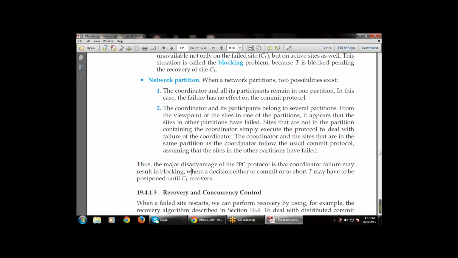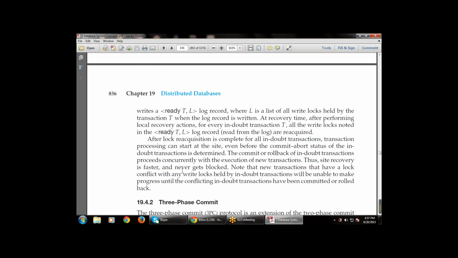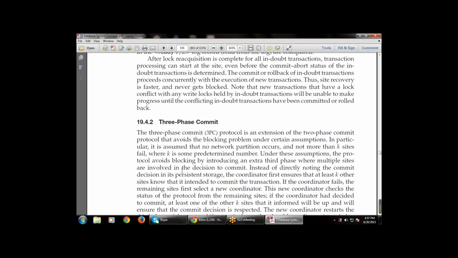The next is recovery and concurrency control, that is, how to recover and how to provide concurrency control. And to avoid the limitations of the two-phase commit protocol, the next protocol is introduced, known as the three-phase commit protocol. This is an extension of the two-phase commit protocol that avoids the blocking problem when the transaction coordinator fails, under certain assumptions. That is, under some assumptions, if the transaction coordinator fails, there will be no blocking of the data.